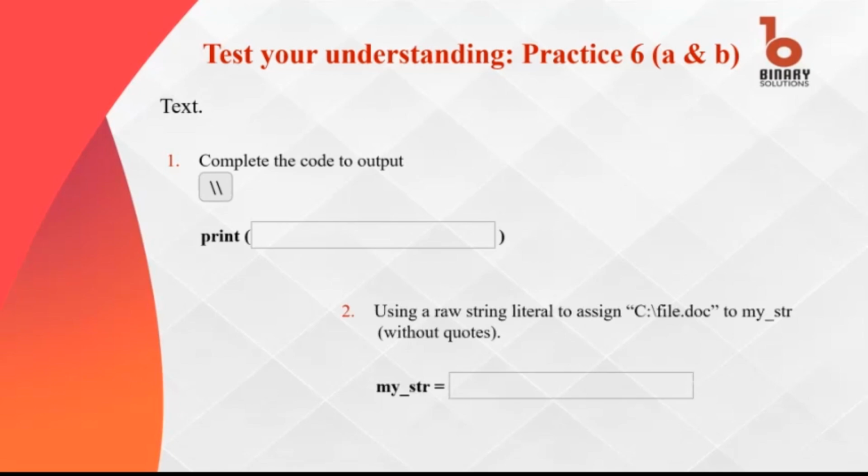Here comes the last question. How can you assign the file path c:\file.doc to a variable without interpreting the backslashes as escape sequences? Let's see how well you understand raw string literals. Think about this question and share your answer in the comment section for me to review.